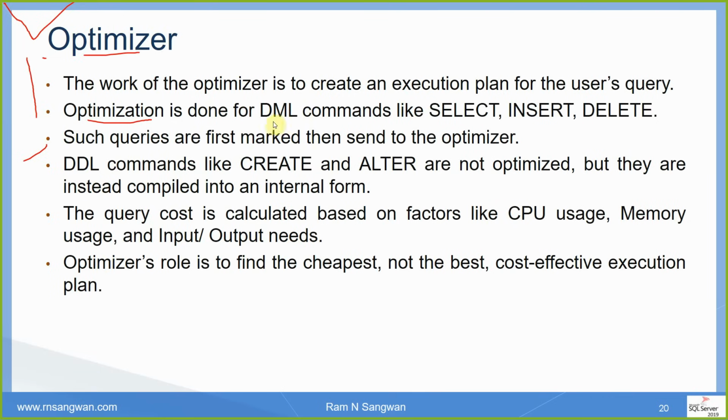So optimization is done for DML, like select, insert, and delete. Such queries are first marked and then sent to the optimizer. DDL commands like create and alter are not optimized, but they are instead compiled into an internal form. The query cost is calculated based on factors like CPU usage, memory usage, and input-output needs. Its role is to find the cheapest, not the best, cost-effective execution plan.